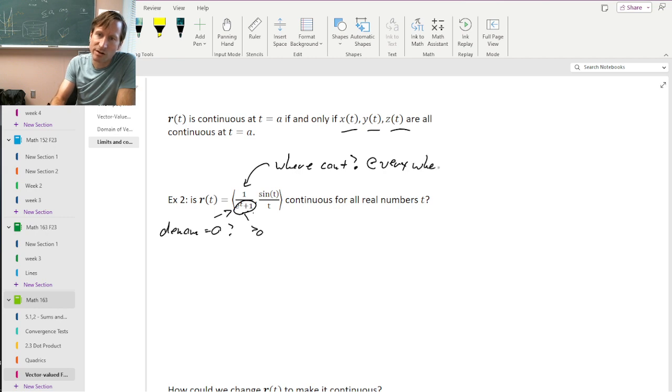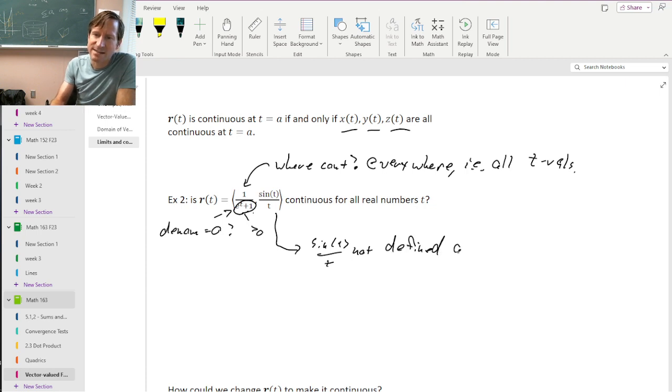That is for all values of t, so all t values. Okay, so let's check on sine of t over t. Well, because of the t in the denominator, sine of t over t is not defined at t equals 0, right?